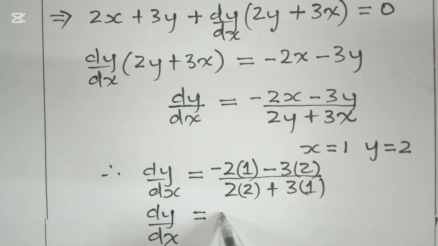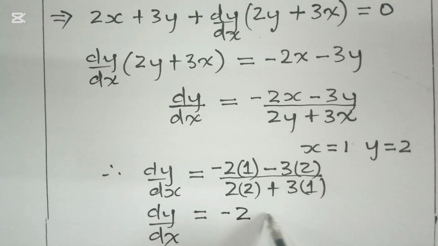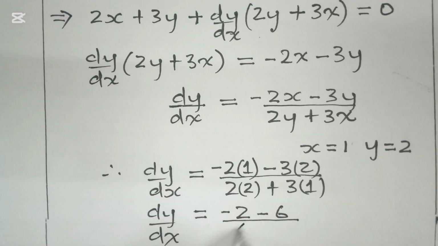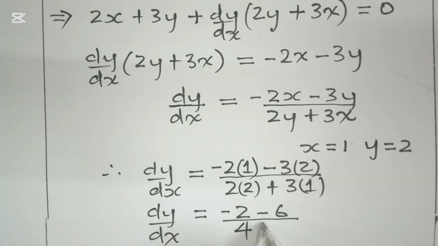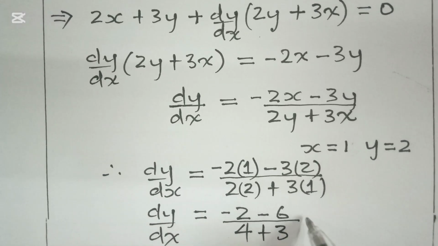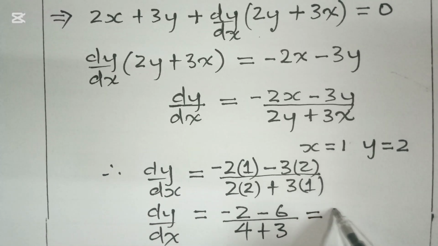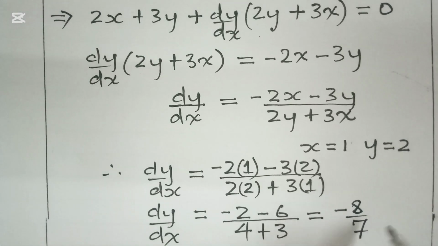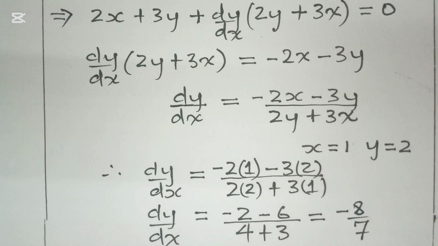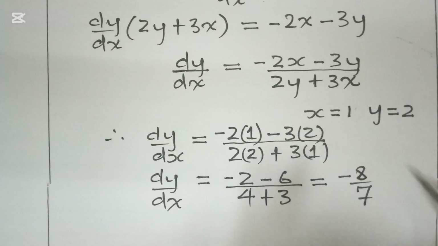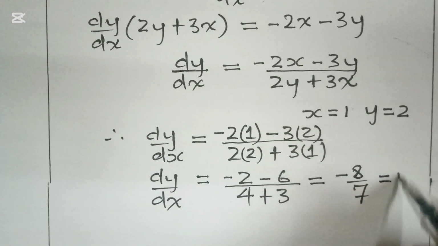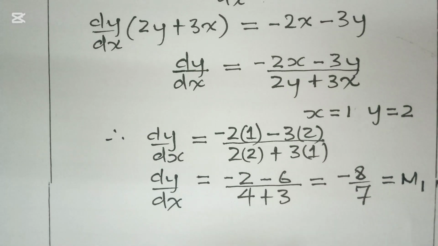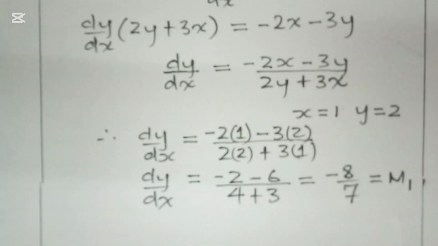So therefore, guys, I'll have my slope dy/dx. This is going to be minus 2 minus 6 all over 4 plus 3. Guys, I'll have it as negative 8 over 7. So guys, that is my slope. And guys, I can call this one M1. That is the slope of that curve at that point.